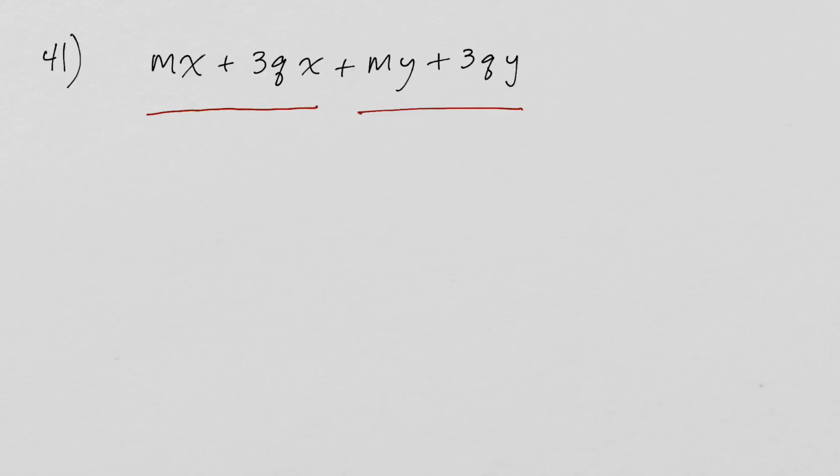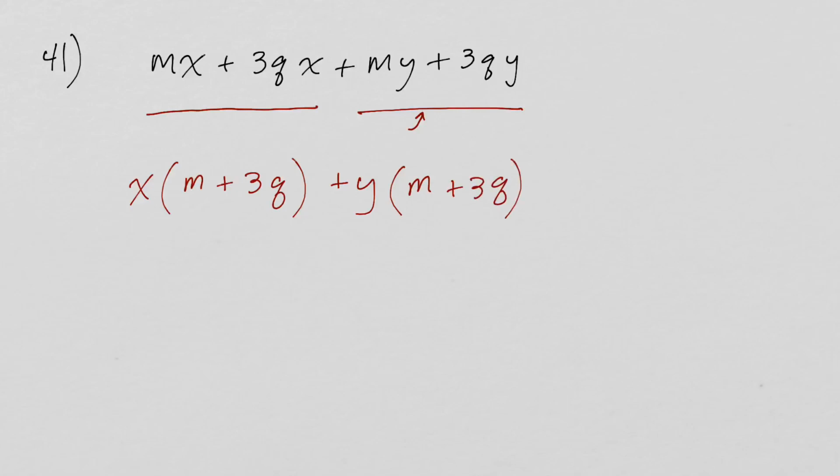So they both have an x. So I pull out an x, and I'm left with m plus 3q. Now, if we look at this, they both have a y. So I pull out a positive y. I need a sign there because it's not the first term. And it leaves behind an m plus 3q.